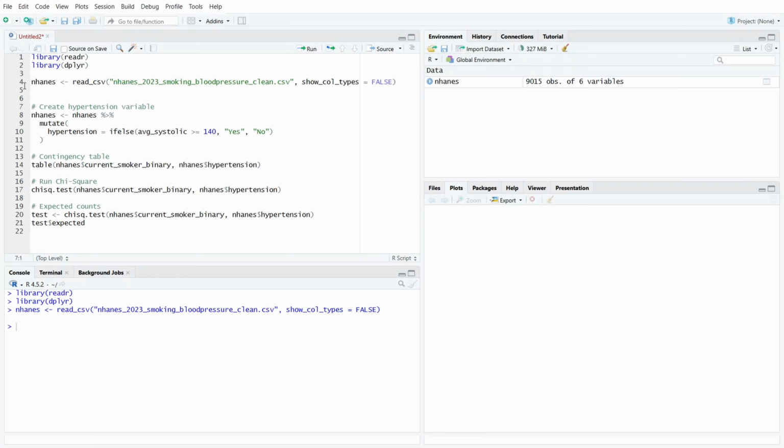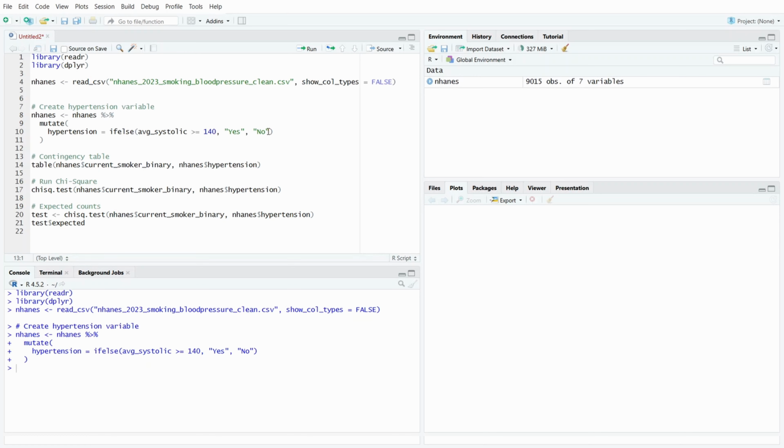Now we create a new variable called hypertension. We use the mutate function from dplyr to add a new column. If a person's systolic blood pressure is 140 or higher, we label them yes for hypertension. If it's below 140, we label them no.